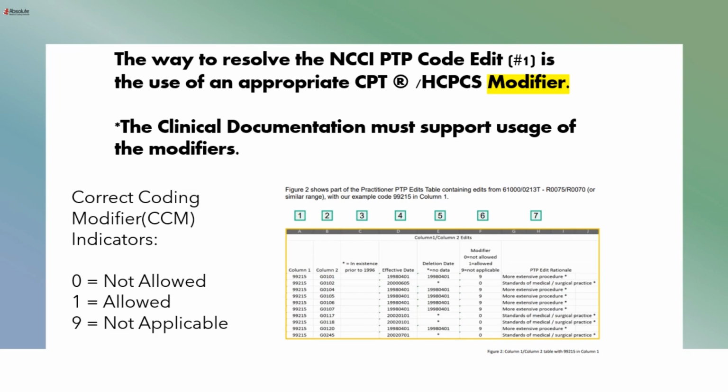And remember, when it's a column 1 and a column 2, and the modifier indicator is 0, it means that those two procedures cannot be reported together and not even a modifier will bypass that edit. Now, if it's a column 1 and a column 2 with an indicator of a 1, it means that those two codes in certain circumstances can be reported together. However, an appropriate CPT or HCPCS modifier would be needed to bypass that edit when appropriate. I have to keep saying it. And 9 just means it's not applicable.